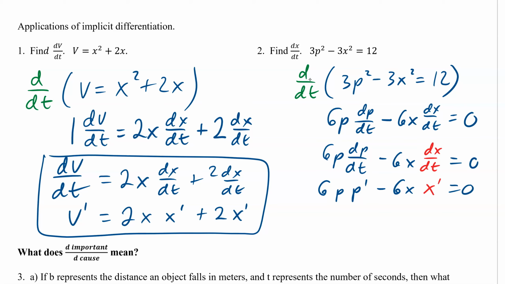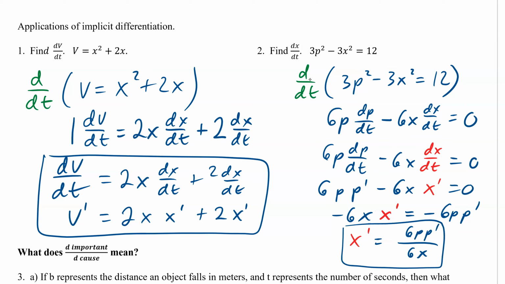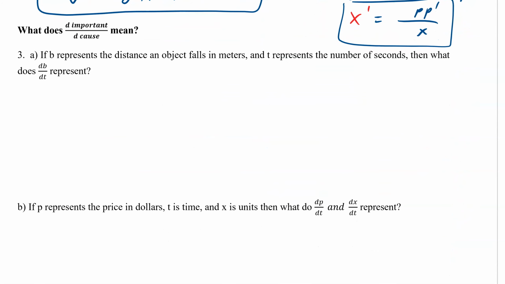And now we just solve for x prime like we've done before. So negative 6x x prime equals negative 6p p prime, and then we solve for x prime, which is negative 6p p prime over negative 6x, and then we just throw away the negatives because a negative divided by a negative is a positive. Oops, there's actually a 6 in there too, so let's delete our 6 as well, and there we go. X prime is equal to p prime over x. So that is what we're going to be using them for. We're going to take the derivative with respect to a different variable. And then we're also going to have to find units.